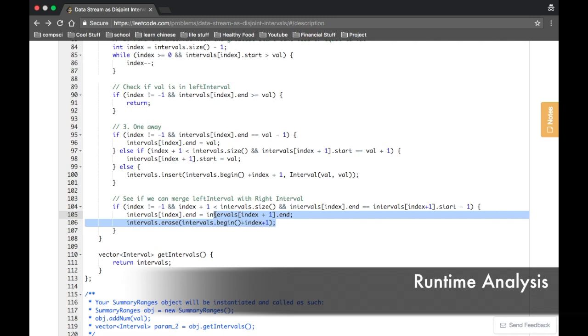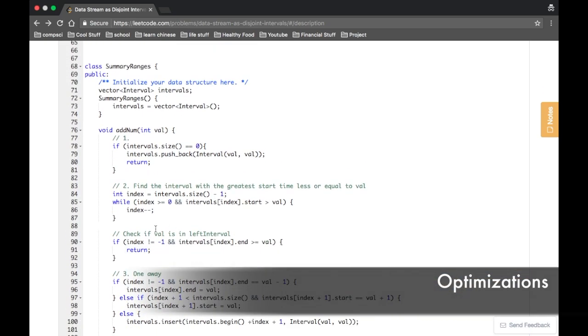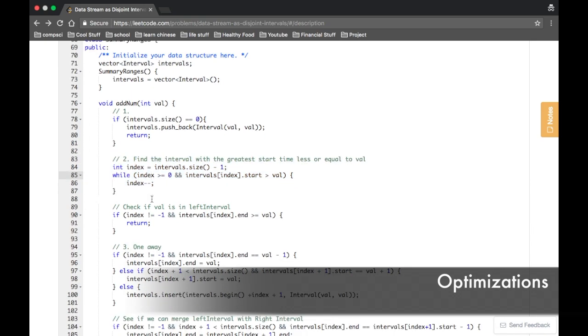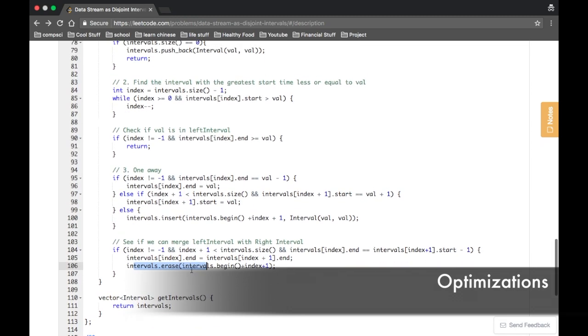Now, after runtime analysis, we have to ask, well, are there any optimizations that we can make? And there are. So first of all, we can use, as I said earlier, binary search to find the interval with the greatest start time less than or equal to value. I think binary search is a really valuable algorithm to learn, and there's a really good TopCoder tutorial on that. So this could be reduced to O(log n). But when it comes to inserting and deleting elements in an array, those are just O(n) operations. So if we want to use an array or a vector, these operations will cost O(n).